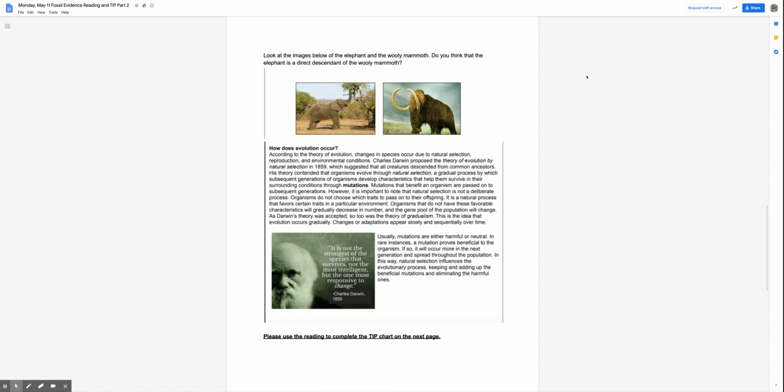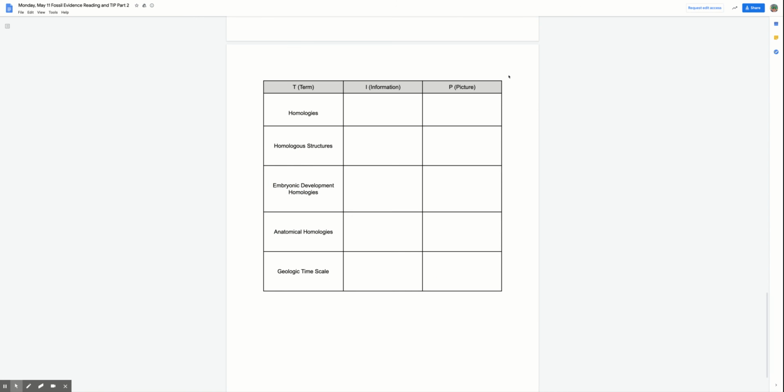1859. Please use the reading to complete the tip chart on the next page. Tip: term, information, picture. Homologies. Homologous structures. Embryonic development homologies. Anatomical homologies. Geologic timescale.